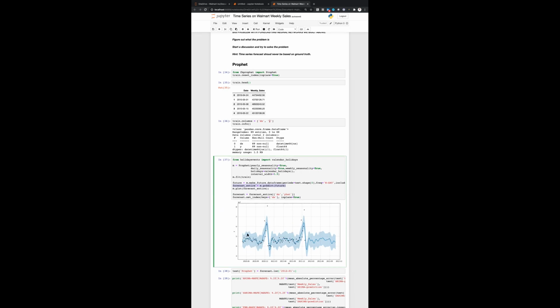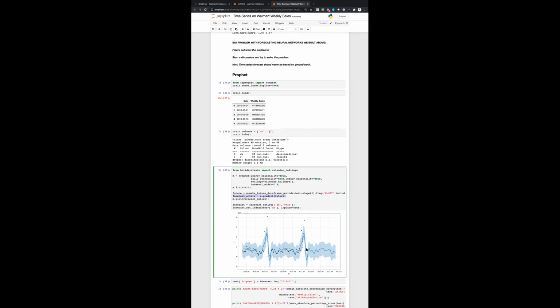So the blue band that you see is the interval width of the forecast, and the black points that you see are the ground truth values. So you can see the model is able to capture even the highest peaks and the lowest ones in some cases. And from here we can make a better decision on how well the model is doing.